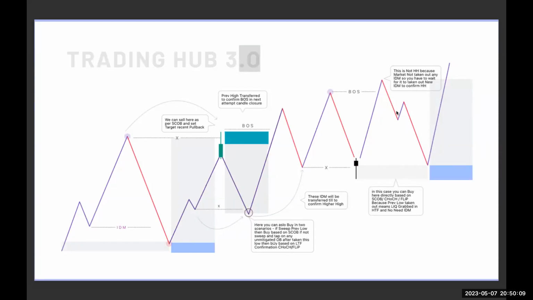Okay. And remember one more thing, this is not a higher high. Why? Even with a break of structure, this is not a higher high. A higher high is confirmed when the market takes out the inducement. So in this case, the market pushes downside and buys, but maybe in the next attempt it can go lower and like this. So this becomes our higher high because it took out the inducement. And this move is called our break of structure here. And this is our higher high.